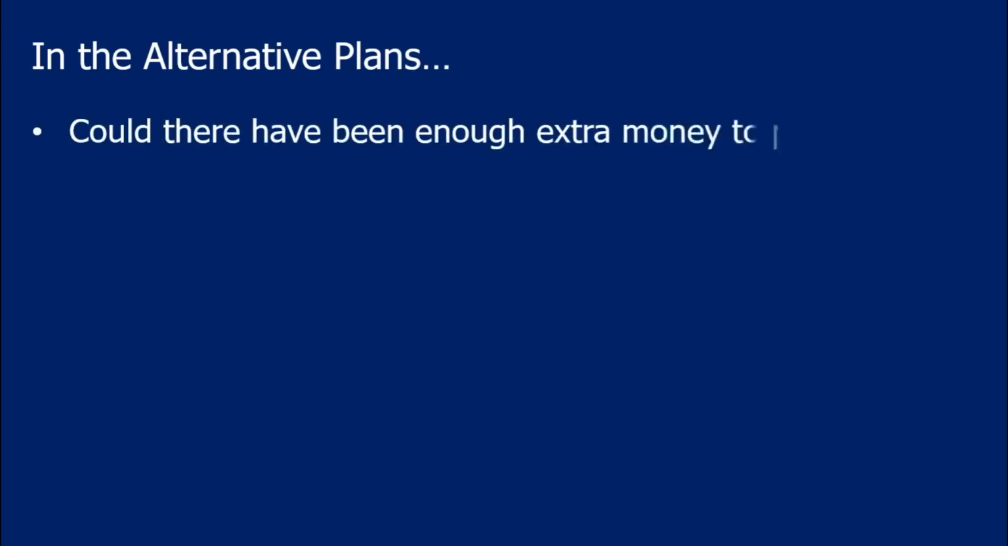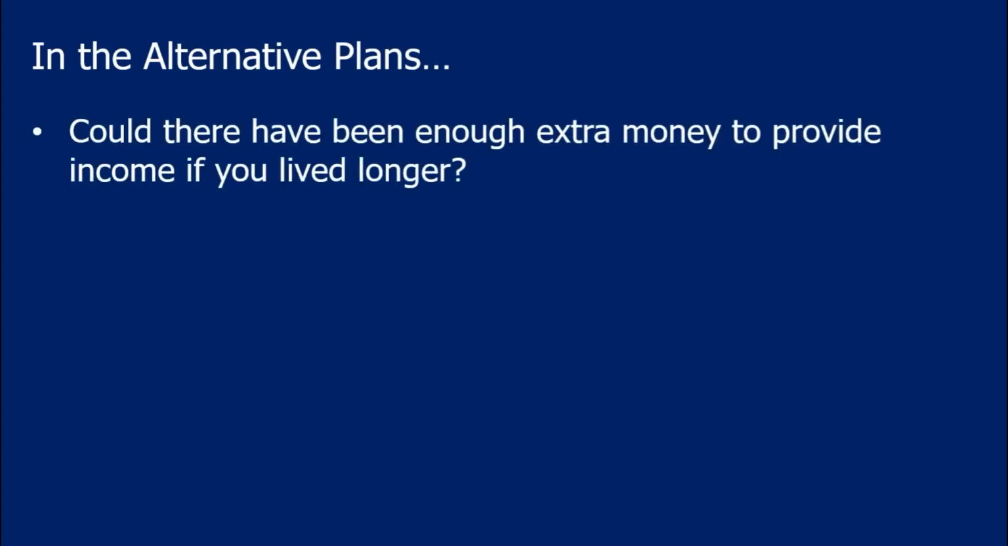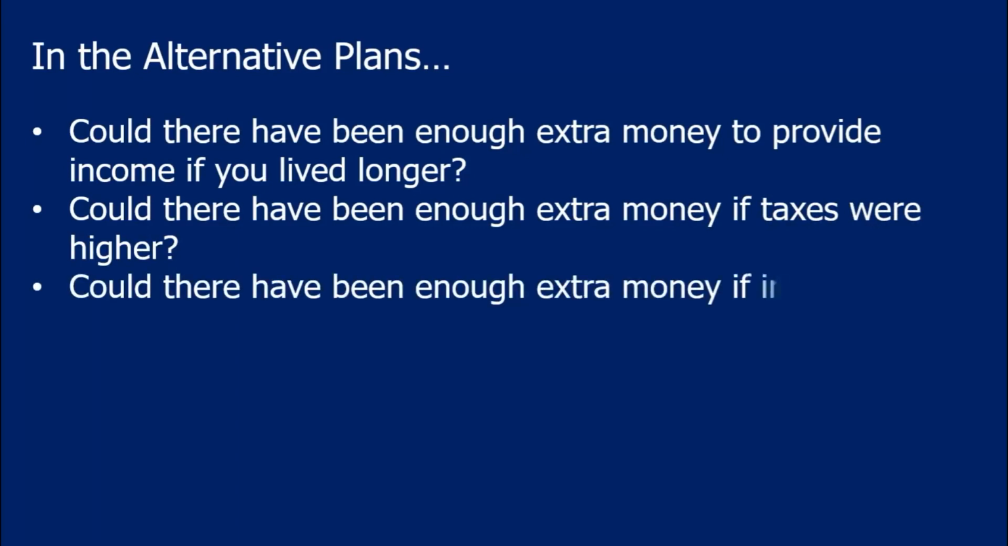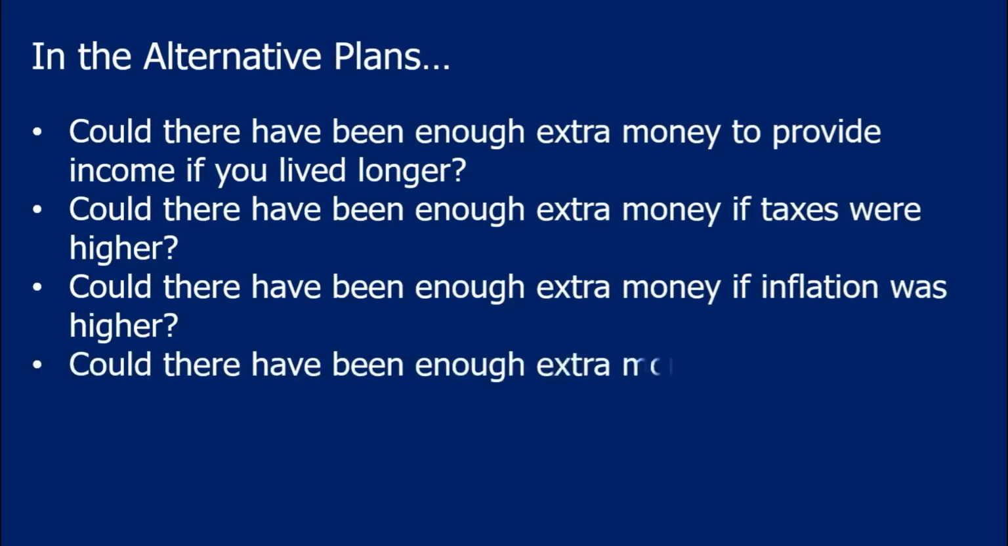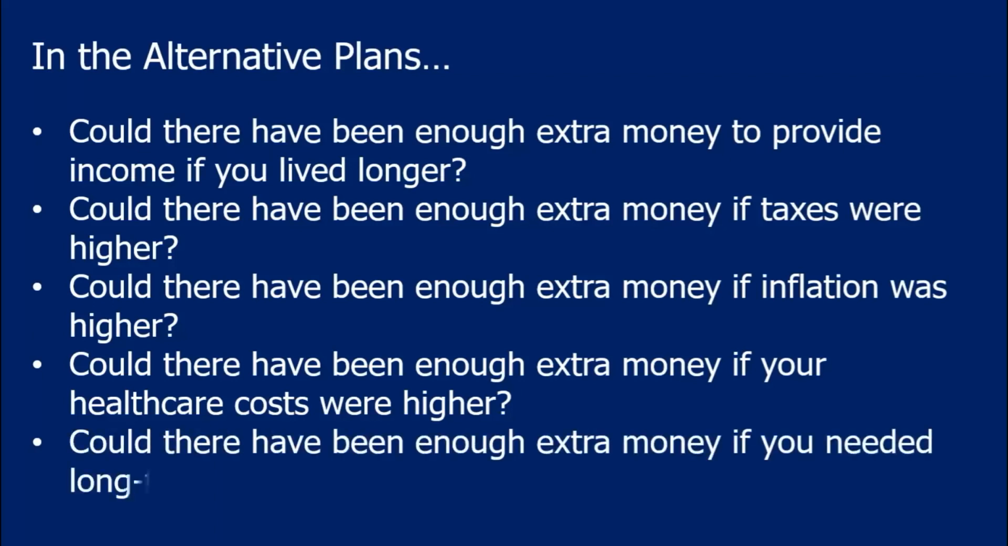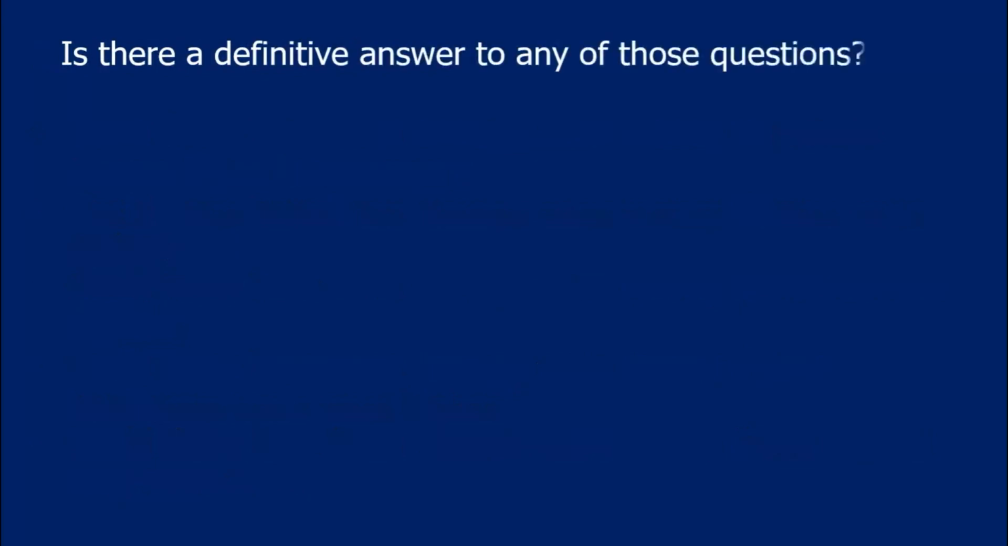So in the alternative plans, could there have been enough extra money to provide income if you lived longer? Could there have been enough extra money if taxes were higher? Could there have been enough extra money if inflation was higher? Could there have been enough extra money if your healthcare costs were higher? Could there have been enough extra money if you needed long-term care? Is there a definitive answer to any of those questions?